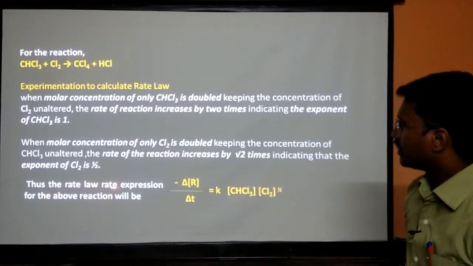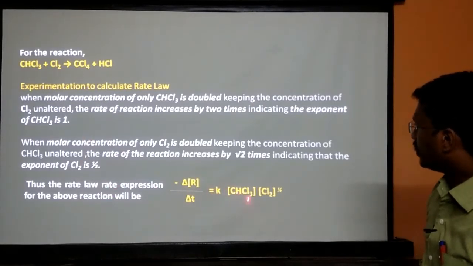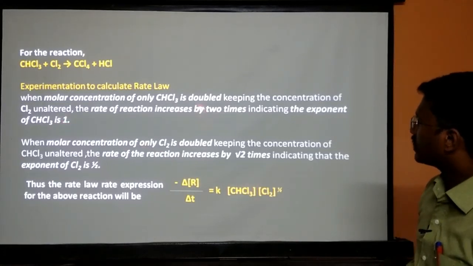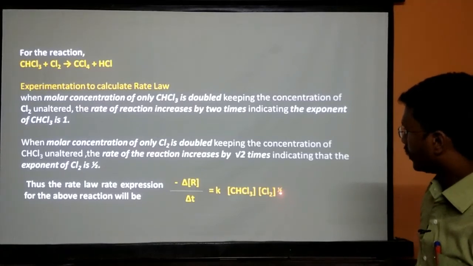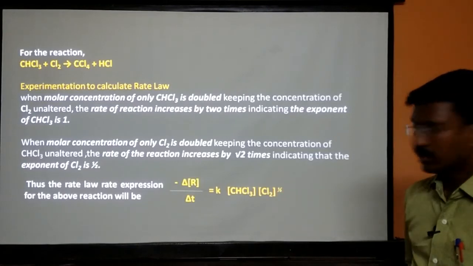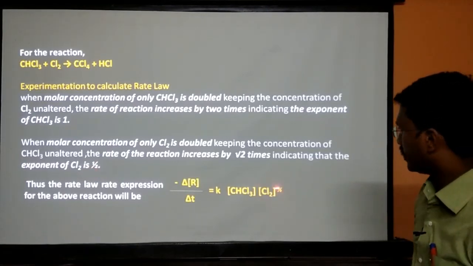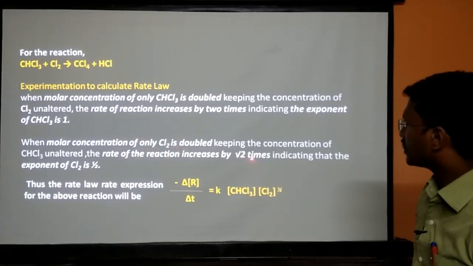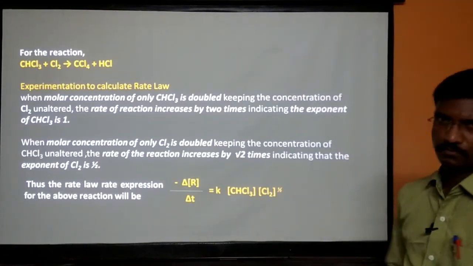Thus the rate expression for the above reaction is, can you see here? Rate is equal to k, I have written CHCl3 power 1. Nothing written means 1, because the rate increased by 2 times. On Cl2, I have written the power 1 by 2. Are you observing this? If it is visible, okay. If not, just remember the power is half, 1 by 2. Why? Because by doubling the concentration, the rate of the reaction is increased by root 2 times. Therefore, we are writing the power as 1 by 2.